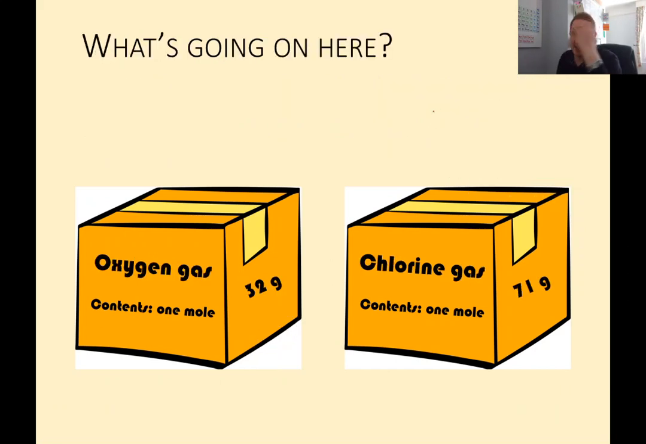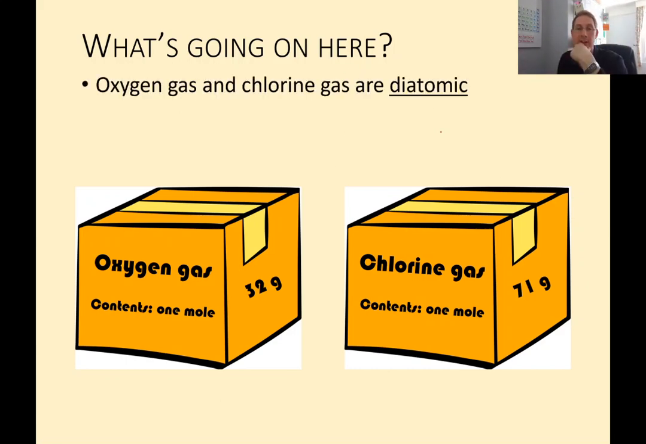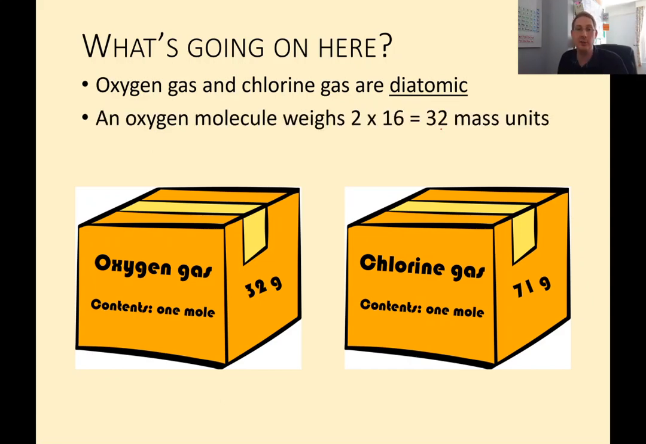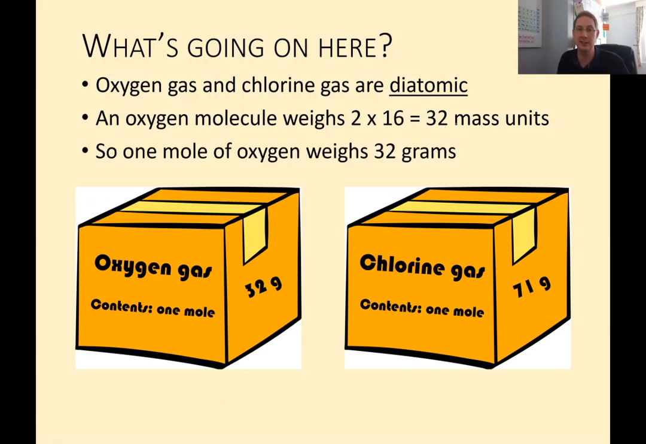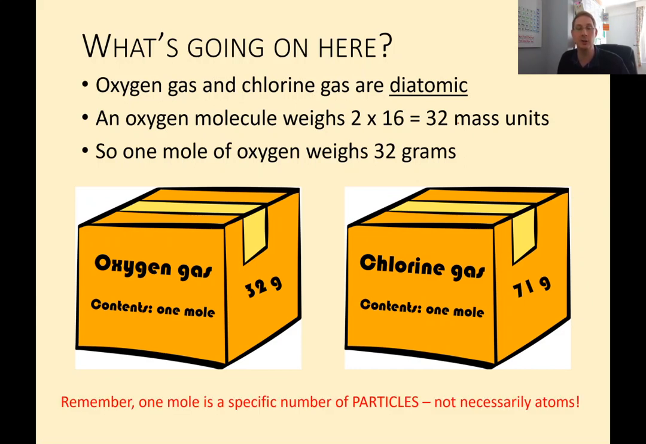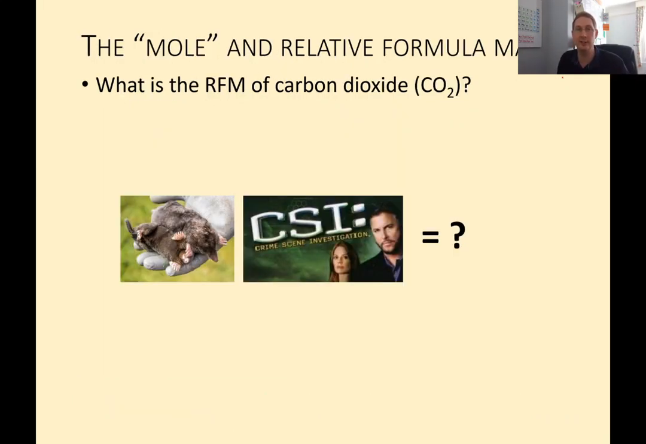Just an aside here, hopefully you remember that oxygen always goes round in pairs, chlorine always goes round in pairs, and thus if we talk about a mole of oxygen gas, each of those slots is taken up by an O2 molecule, so the whole box, the whole mole would be 32 mass units, 1 mole of oxygen is 32 grams, and the same idea with chlorine. And again, remember, 1 mole is a specific number of particles, which isn't necessarily atoms. It can be ions, it can be molecules, or it can be a particle of an ionic solid.